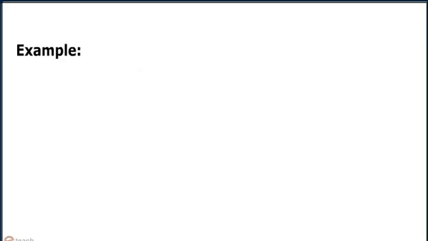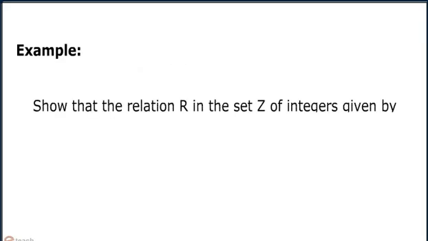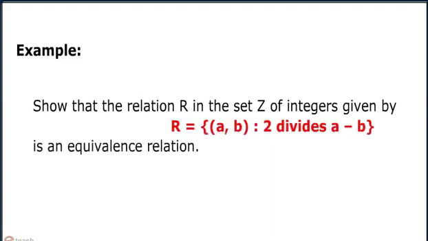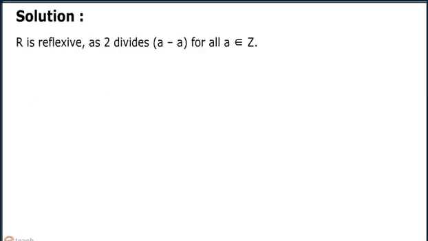Let us have another example. Show that the relation R in the set Z of integers given by R equals the set of all ordered pairs (a, b) such that 2 divides a minus b is an equivalence relation. Let us have the solution.